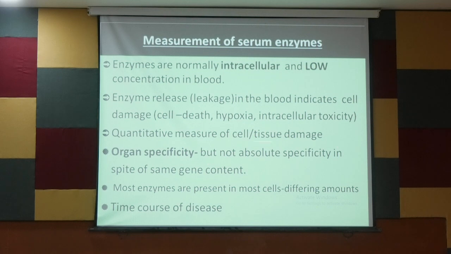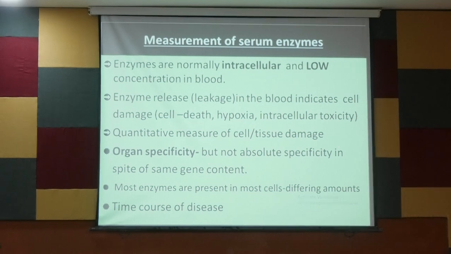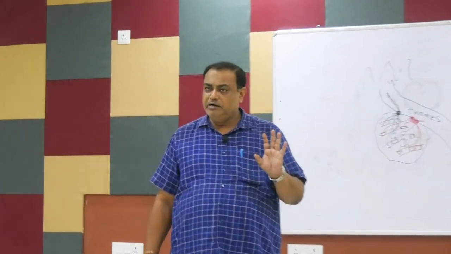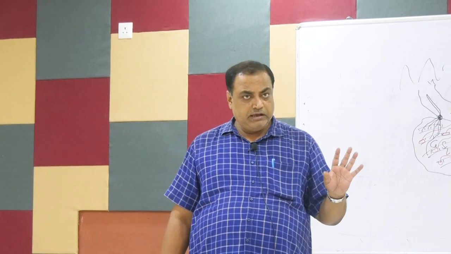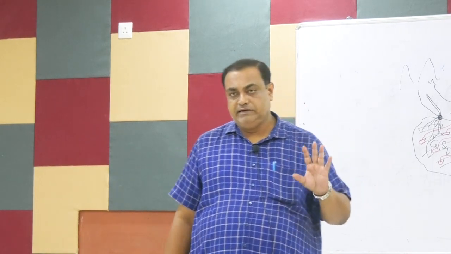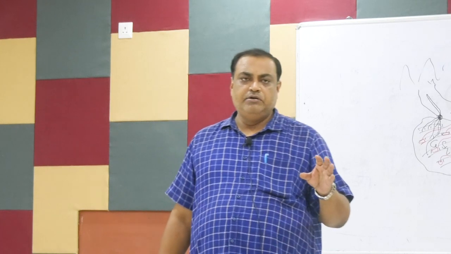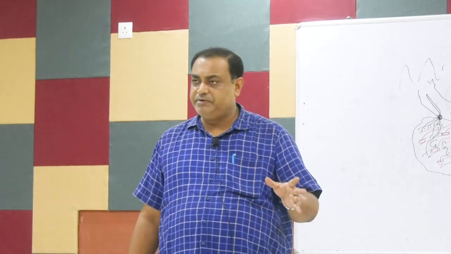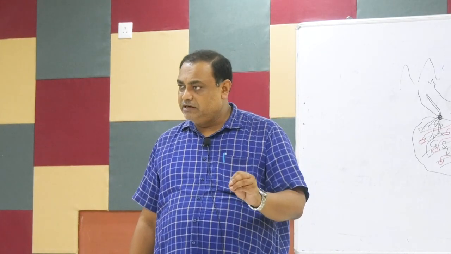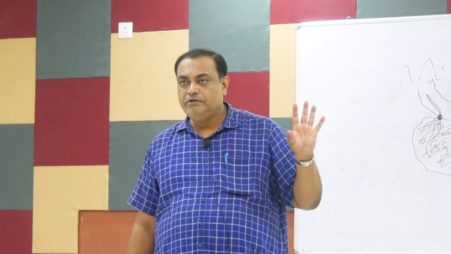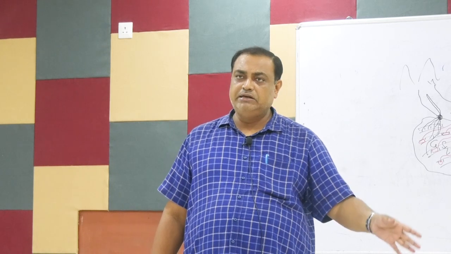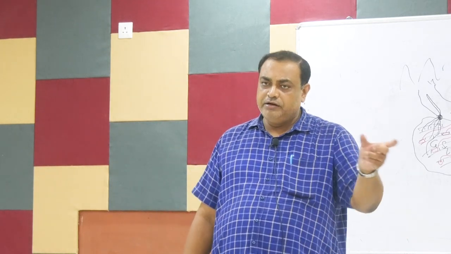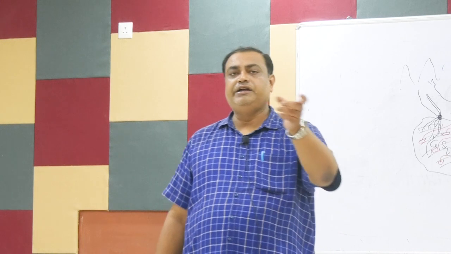Organ specificity: enzymes originate from a particular tissue, but they are not always specific. Example, AST. AST is an enzyme which must be present, and is present, in all tissues. But AST is predominantly measured in the laboratory in order to relate with liver disease or cardiac disease.